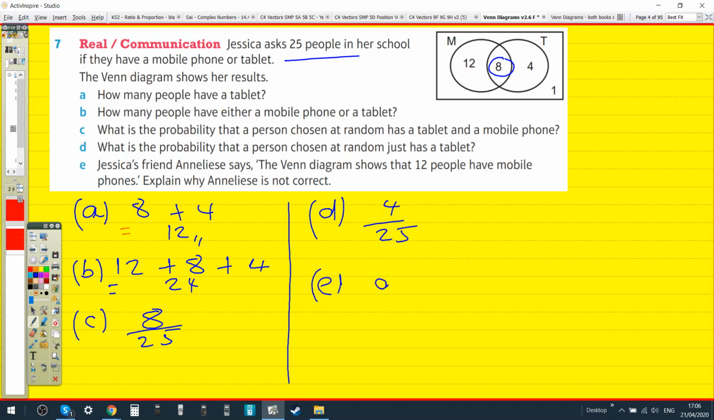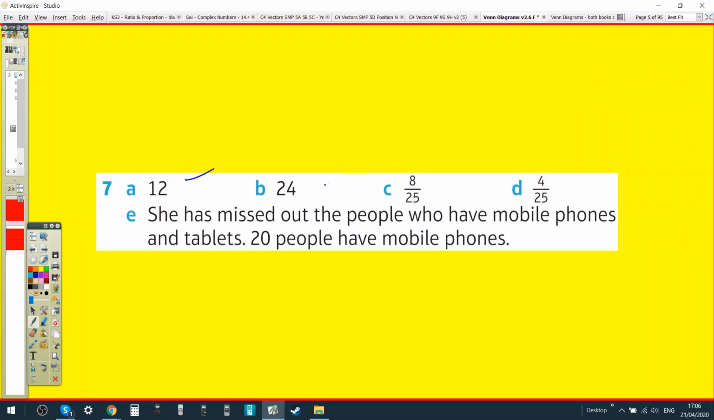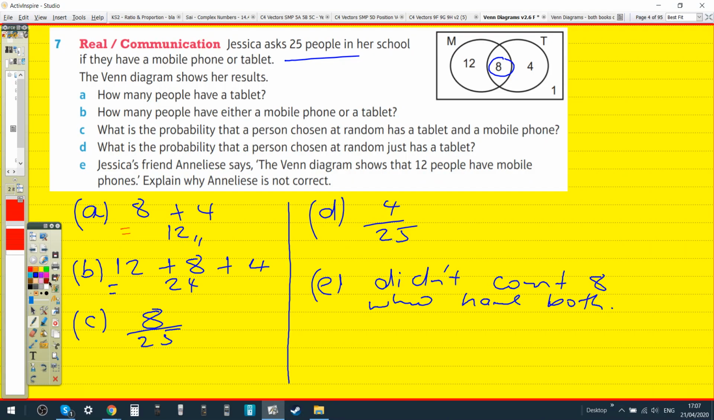That is it. So she didn't count the ones who have both. So let's see. We said 12, 24, 8 over 25, 4 over 25. Actually, she didn't count both. She has missed out the people who have mobile phones and tablets. So it should be 20. Any questions there? That's good.